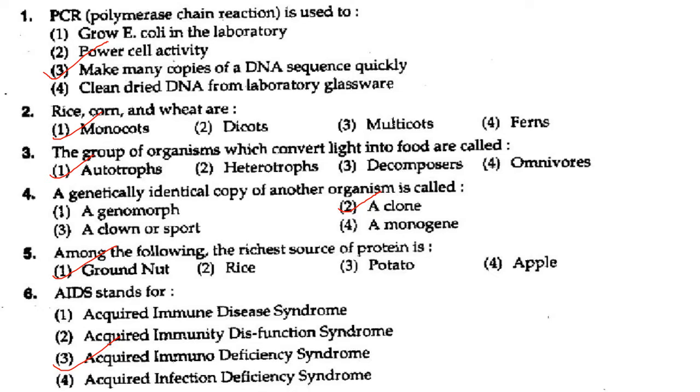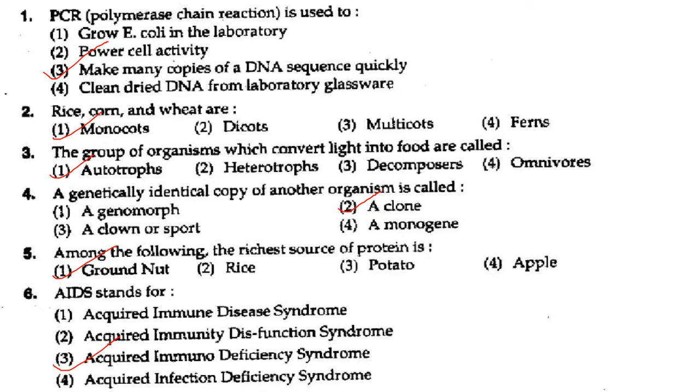PCR, polymerase chain reaction, is used to: option 1, grow E. coli in the laboratory; 2, power cell activity; 3, make many copies of a DNA sequence quickly; 4, clean dried DNA for laboratory glassware. Answer is option 3, make many copies of a DNA sequence quickly. Next one, rice, corn and wheat are: option 1 monocots, 2 dicots, 3 multicots, 4 ferns. Answer is option 1 monocots.